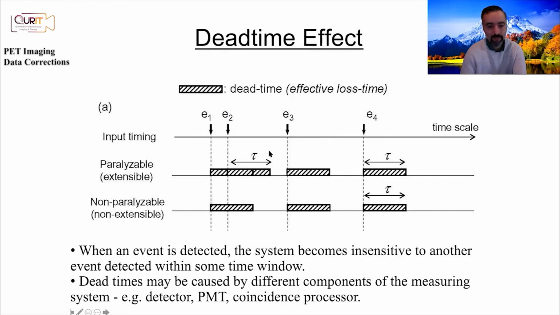Let's move on to dead time, the final part of this first lecture. Dead time effects are also very important things to consider. We have two kinds of dead time phenomena: paralyzable, when the system is paralyzed, and non-paralyzable, when the system is not paralyzed.